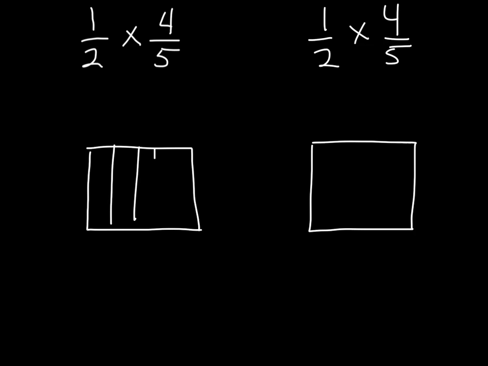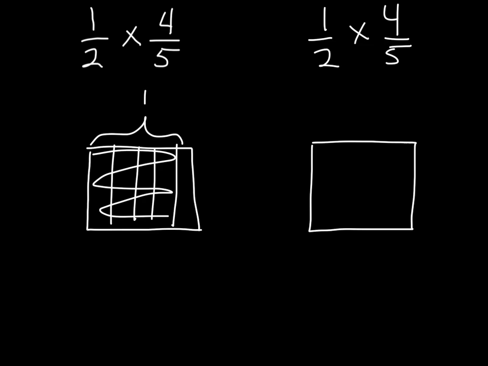finding my 4/5. Oops, I better label everything and set a good example, right? So there's my whole, here's my 4/5, and I need to find out what half of that is, so I'm going to draw a line the other way, and then I will shade in that area as well. And so this is the part that is 1/2 of 4/5.